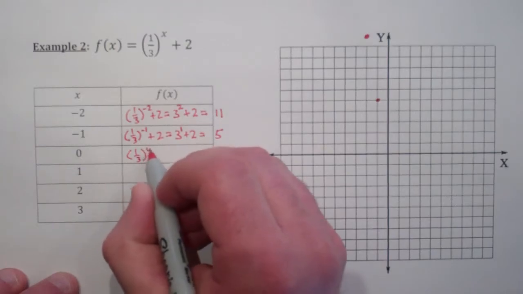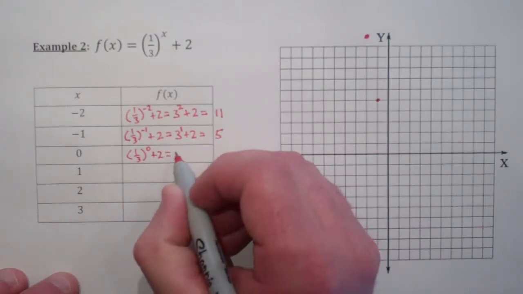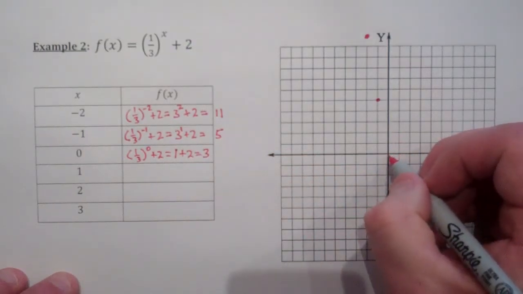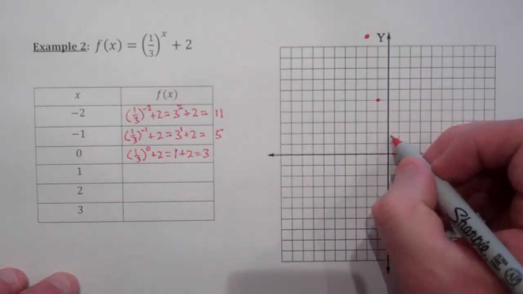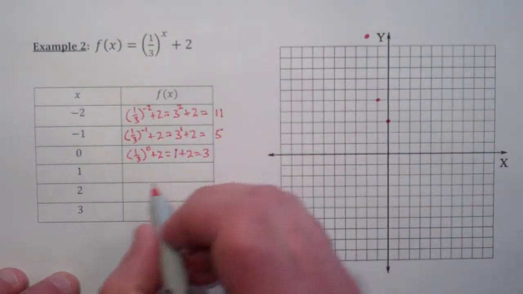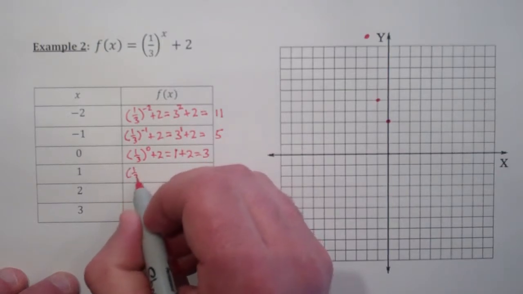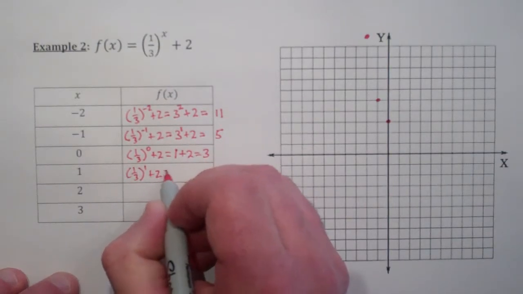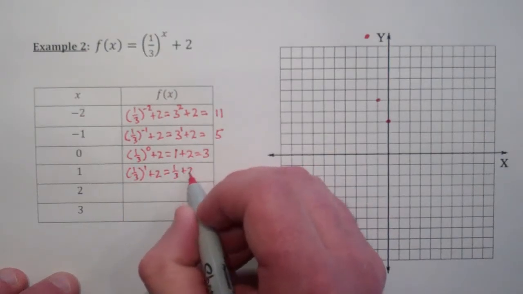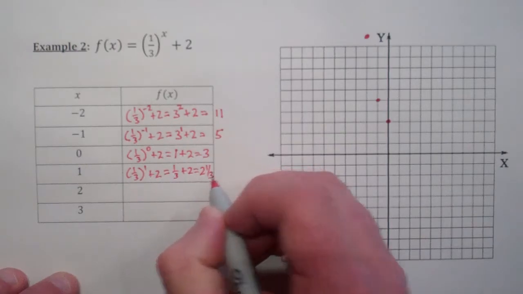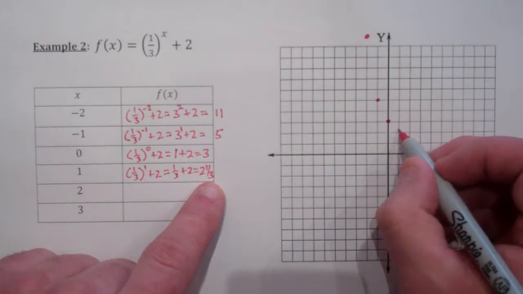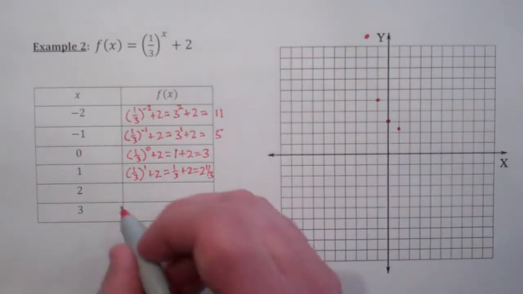1/3 to the 0 power will be easy to figure out. Anything to the 0 power is 1, then plus 2 is 3. So I'll go 0 and then up 3. There's your y-intercept, by the way. And then over here we have 1/3 to the first power plus 2. And 1/3 to the first power is just a third. Then plus 2 would get us to 2 1/3. So I'm going to go right 1, that's my x value, up 2 1/3. It'll be about right here.